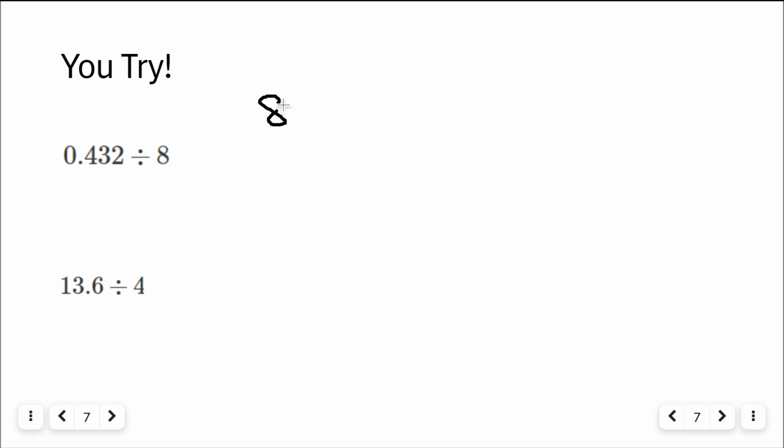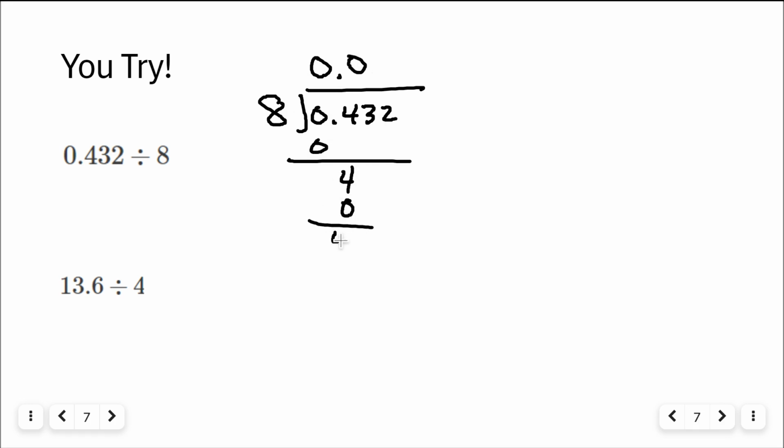Okay, let's try 8 into 0.432. These are yours to try. Check your answers. So 8 does not go into 0. So 0. Put my decimal point up. Bring down the 4. 8 does not go into 4 either. So far pretty boring.